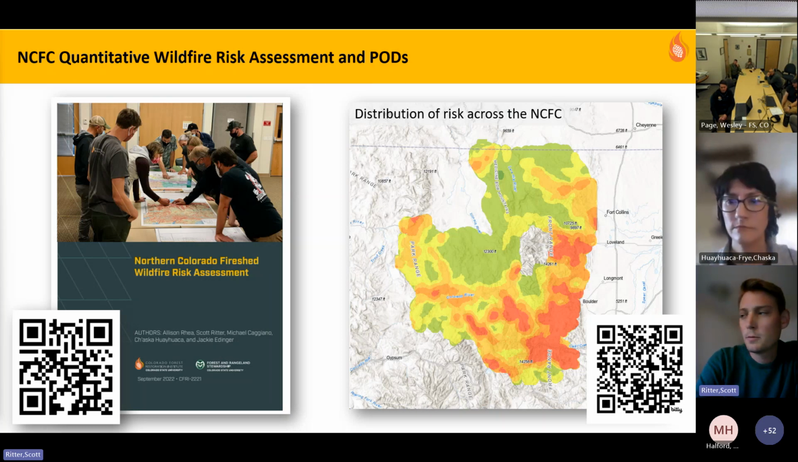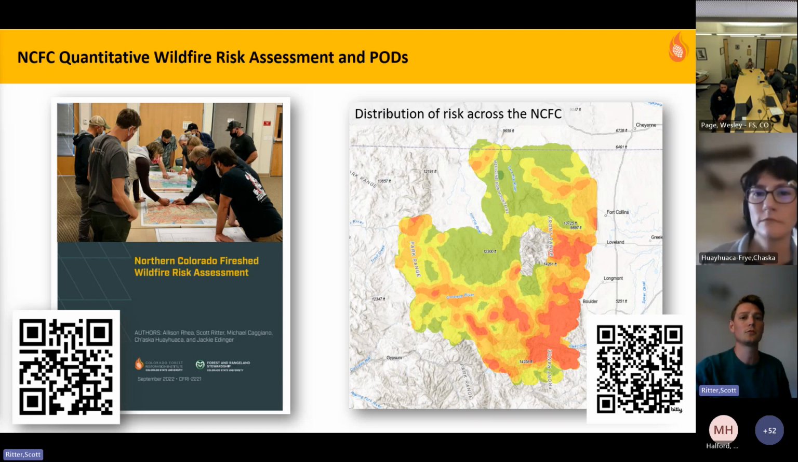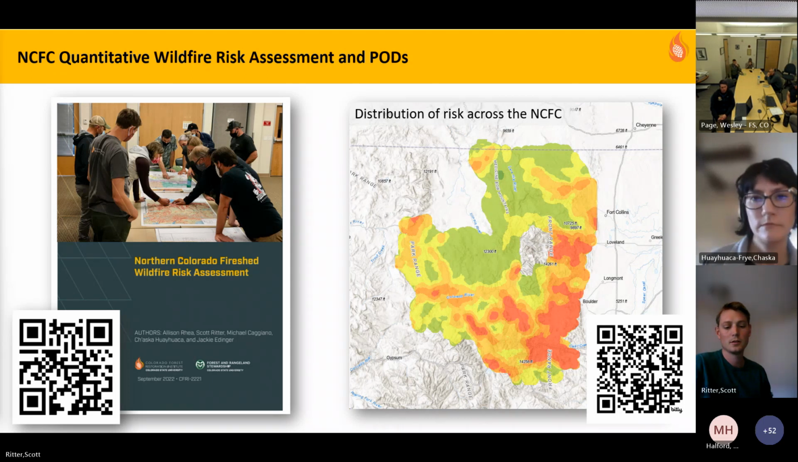I'm sure a good number of people on the call were involved in this process, and I'm not going to dig too much into the methodology, other than to say that this was a really large collaborative process, where we had a ton of different stakeholder engagement meetings, particularly in how we identified which highly valued resources and assets. So which things on the landscape are we concerned about being impacted by fire? How those were identified and spatially mapped was highly collaborative, as well as how we expect a lot of those resources and assets to respond to wildfire in different intensities.